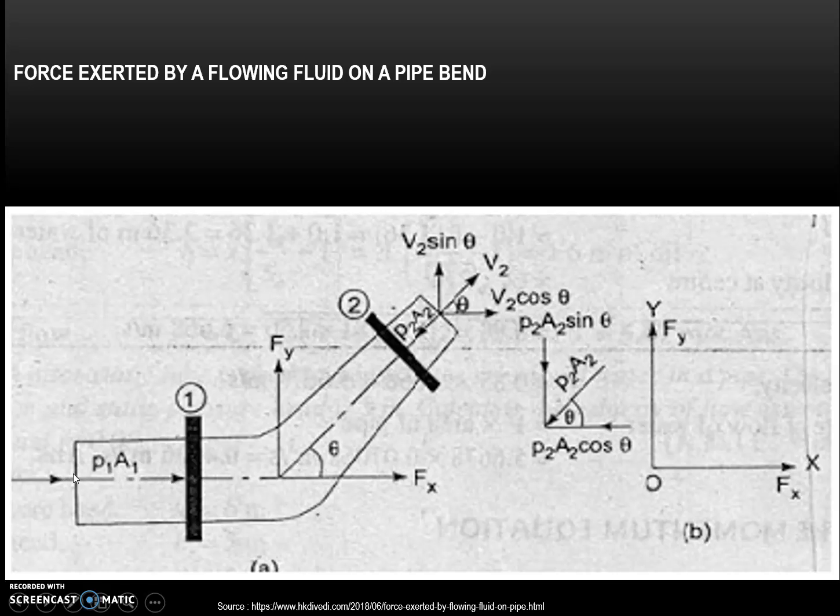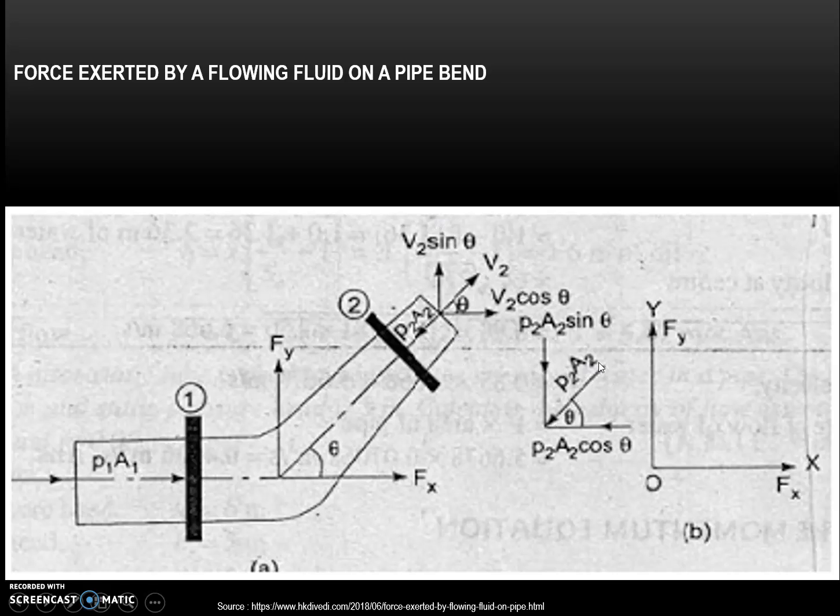Let the velocity of fluid at section 1 be V1 and V2 the velocity at section 2. Since V2 is inclined, we need to find its horizontal and vertical components. The pipe is bent at an angle of theta. So the horizontal component of V2 will be V2 cos theta and the vertical component of V2 will be V2 sin theta.